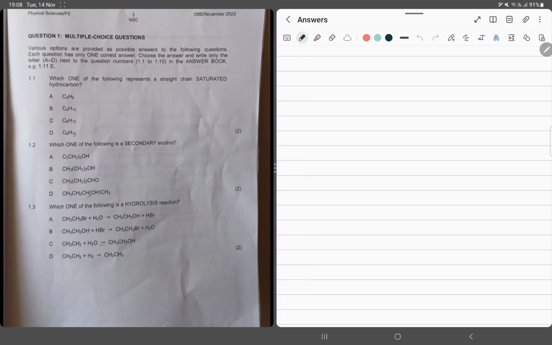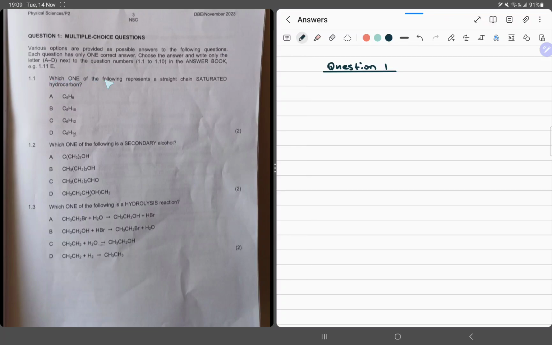Otherwise, let us have a look at what these guys wrote and what was necessary to answer these MCQ questions. So we're just going to do question 1 and see how interesting it was. Let us have a look and take it down one bit at a time. Question 1. Okay, this is the Physical Science Paper 2, November 2023. All right, let's have a look.